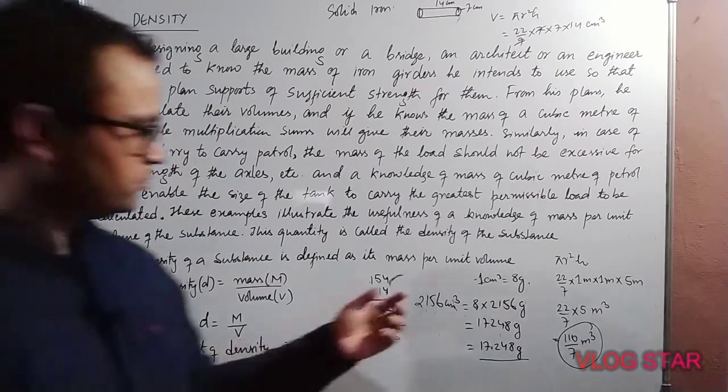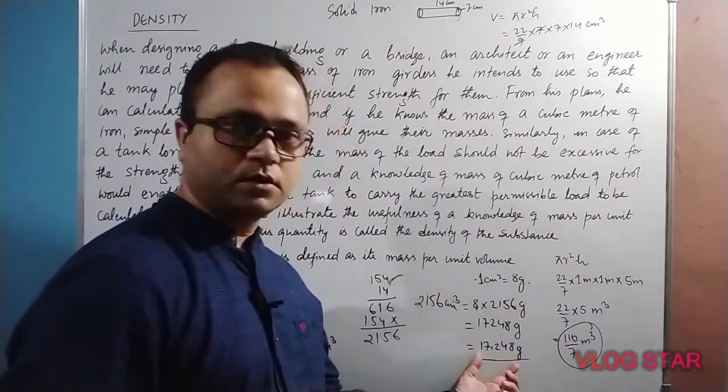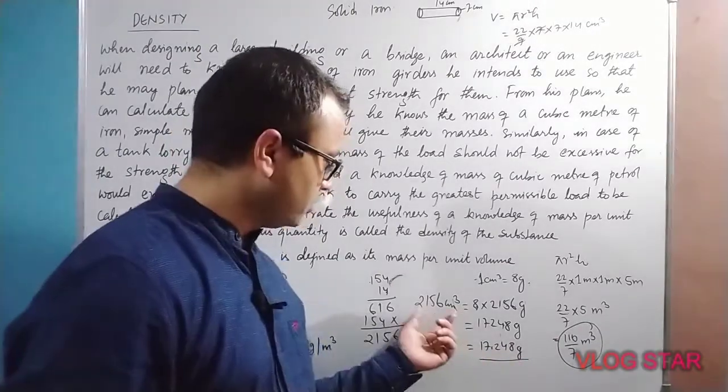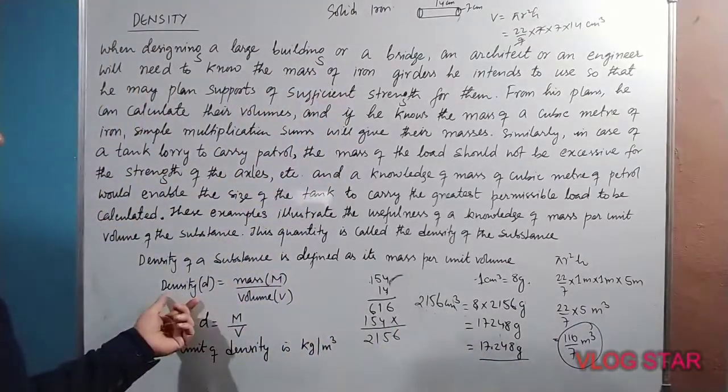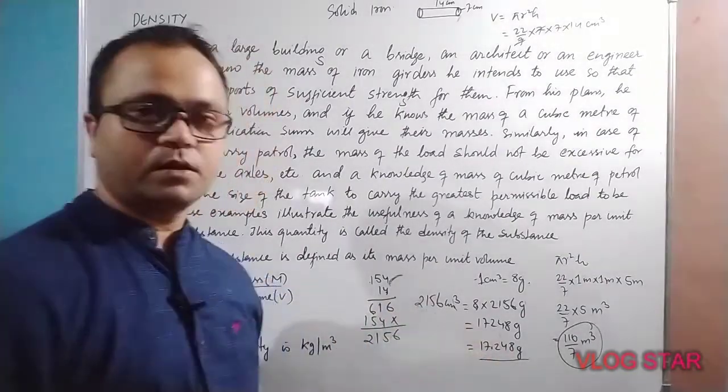Now this is volume, this is mass. This mass by volume equals density.